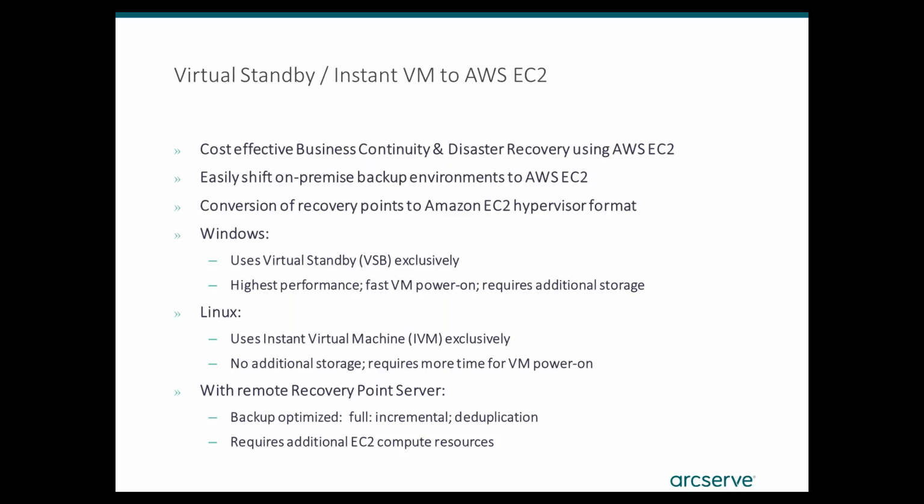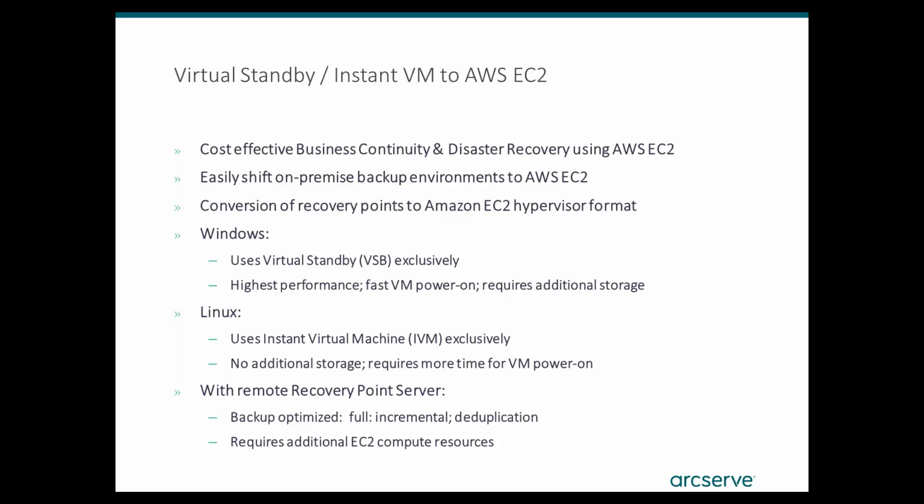So this particular virtual standby capability and Instant VM to AWS EC2 will cover two things: one is focused on the Windows side and one is focused on the Linux side. It's a cost-effective business continuity and disaster recovery capability within Arcserve UDP, focusing on AWS EC2. You can easily shift from an on-premise backup, and again, we focus on hybrid approaches because we feel that gives you the best type of recovery. Quick local first, but if you can't do a local recovery, then you can rely on either a distant on-premise location and a disaster recovery site, MSP site, or the cloud.